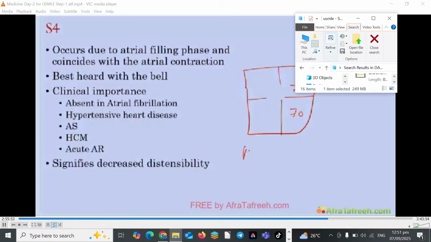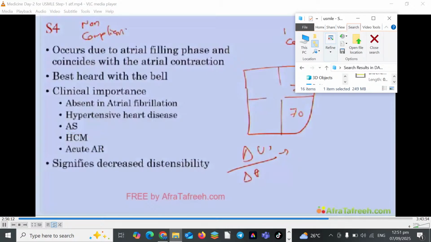Delta V by delta P. Change in volume by change in pressure. Now what I'm saying is, I said the non-compliant heart led to S3. Non-compliant heart will also result in S4. And this is the core concept I want to put across, that compliant heart is different. Non-compliant heart will have an S3 and will have an S4.